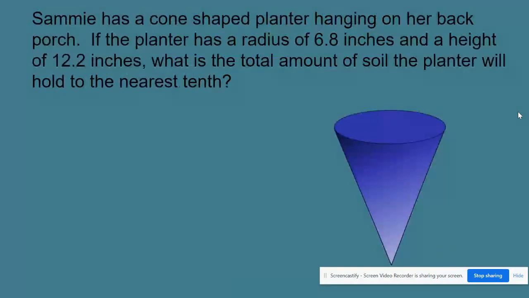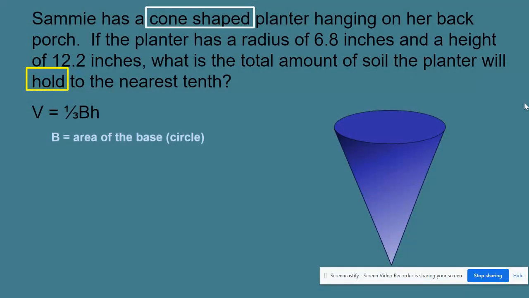Next example, Sammy has a cone-shaped planter hanging on her back porch. If the planter has a radius of 6.5 inches and a height of 12 2/10 inches, what is the total amount of soil the planter will hold to the nearest tenth? Once again, I'm going to look at what information is given. It says cone-shaped. And here it says the planter will hold. That means volume once again, the amount of space. So I'm going to use volume for a cone.